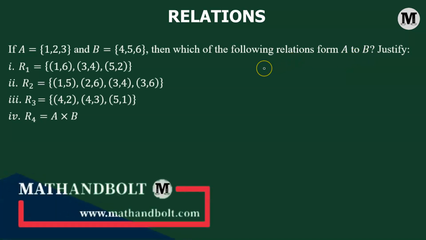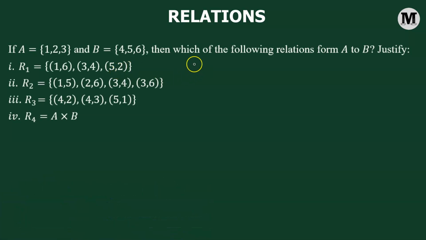Okay, let's begin with the first relation, R1. So here we have three ordered pairs, (1, 6), (3, 4), and (5, 2). Now, what is the domain of the relation R1? The domain of R1 is simply going to be the set containing the elements which occur in the first position of each ordered pair. So here we have 1, 3, and 5. So that means the domain of R1 is going to be {1, 3, 5}.